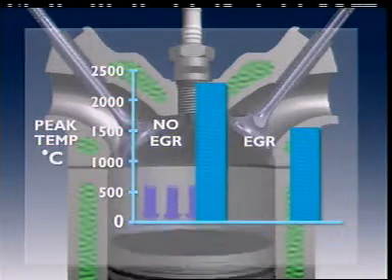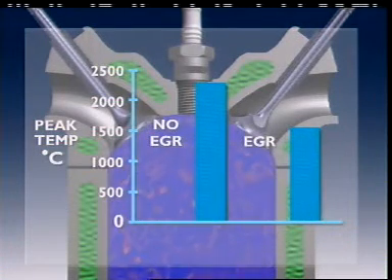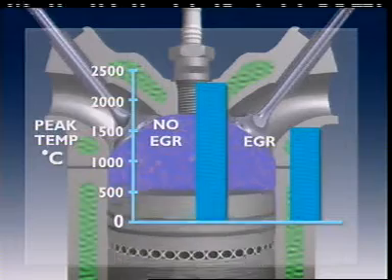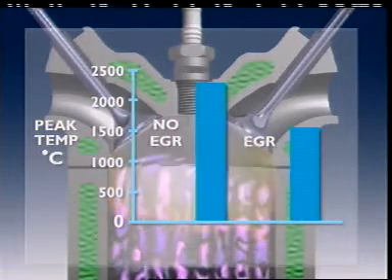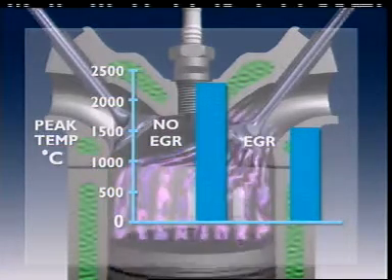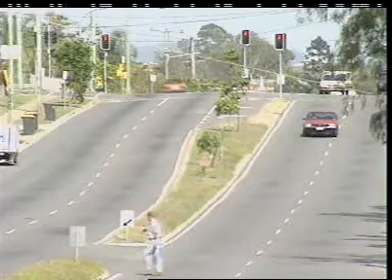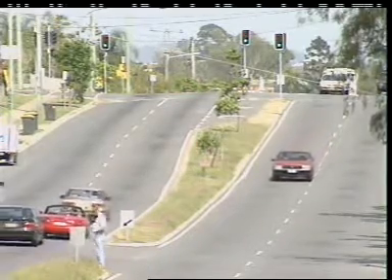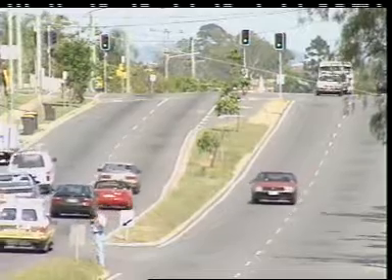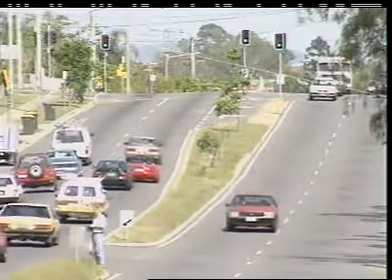During combustion, these exhaust gases absorb heat from the burning air and fuel. This lowers peak combustion temperatures, which reduces the formation of the oxides of nitrogen. The EGR valve usually opens when the engine is at normal operating temperature and likely to be using a lean mixture.